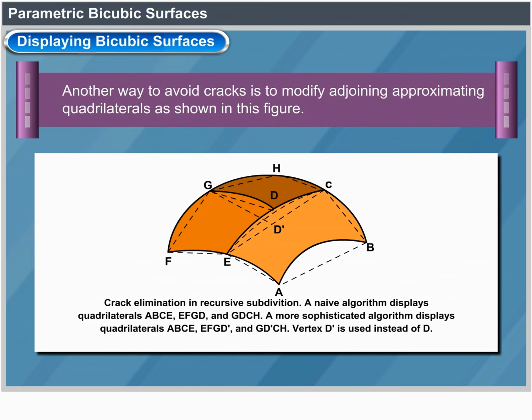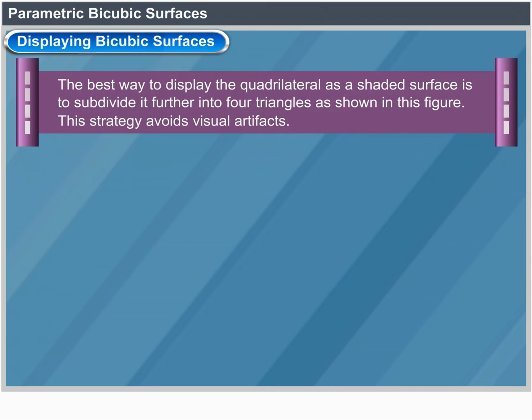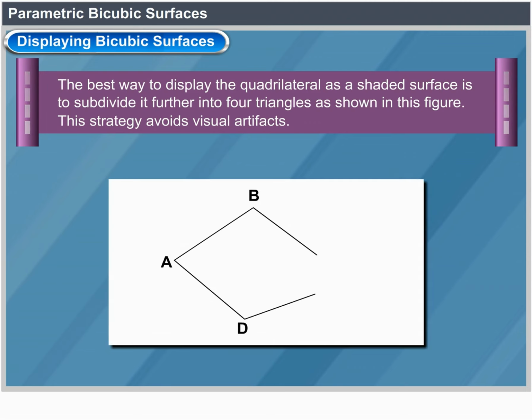The figure shows crack elimination in recursive subdivision. A naive algorithm displays quadrilaterals A, B, C, E; E, F, G, D; and G, D, C, H. A more sophisticated algorithm displays quadrilaterals A, B, C, E; E, F, G'; and G', D', C, H. Vertex D' is used instead of D. The best way to display the quadrilateral as a shaded surface is to subdivide it further into 4 triangles as shown in this figure. This strategy avoids visual artifacts.